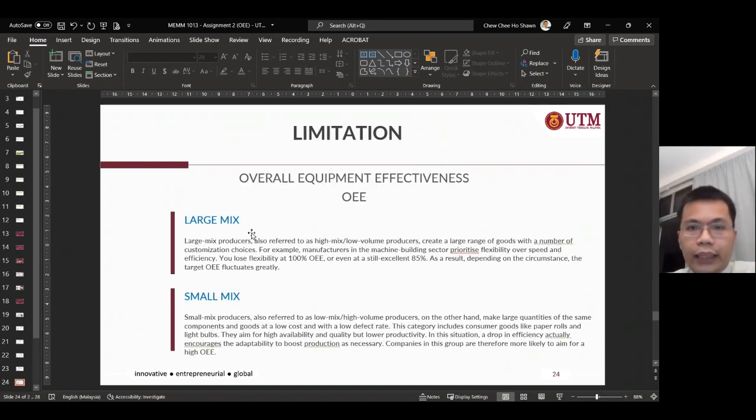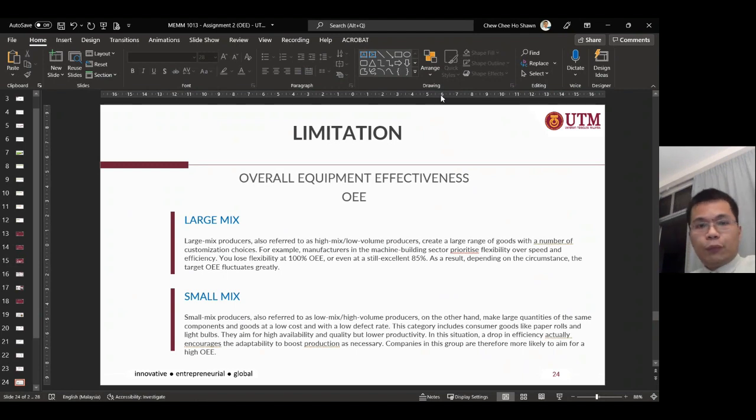But apart from that, sometimes the implementation of OEE also has its own limitations. So there are times when OEE may not be the most ideal KPI to evaluate the operation of the production. A distinct difference exists between manufacturers of large and small product mixes, based on their target number for the individual aspects of OEE: availability, efficiency, and quality.